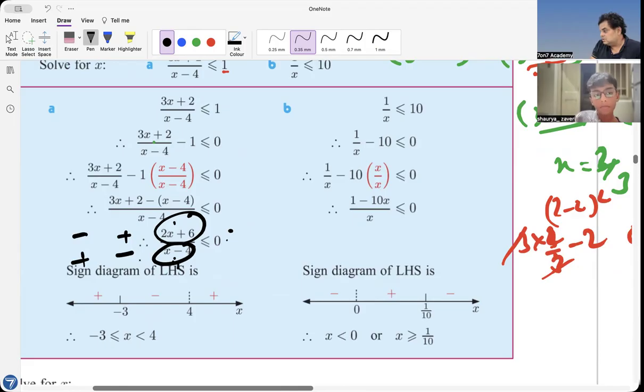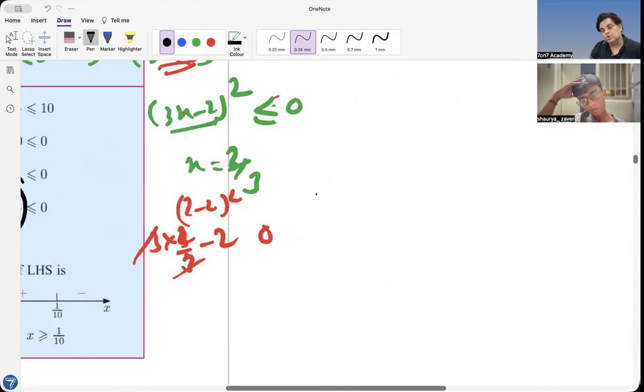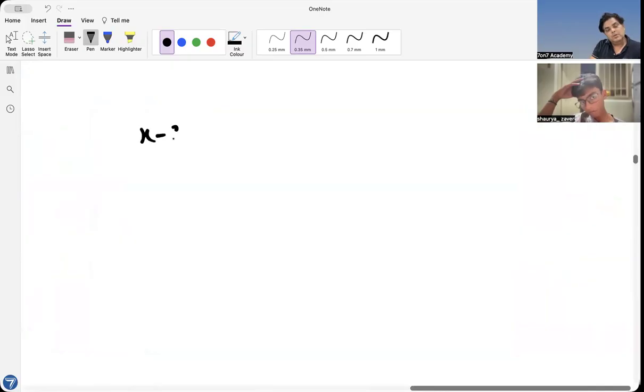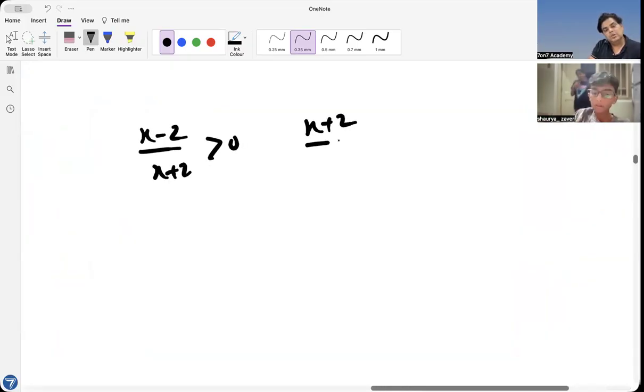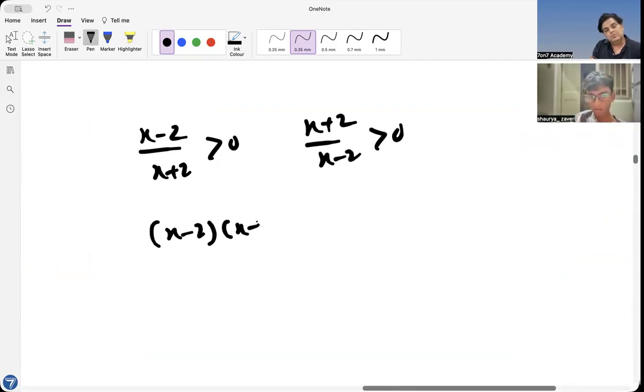Understand? So whenever you have a factor in the denominator, you always take it up and then do. You just don't care, write it as a single fraction, take this factor up and then do the same way we did in the previous questions. So what I'm trying to say, if you want to solve x minus 2 over x plus 2 more than 0, or x plus 2 over x minus 2 more than 0, or x minus 2 times x plus 2 more than 0, all the answers are going to be the same.